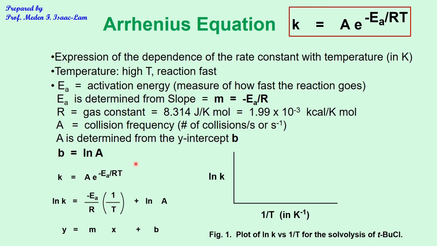In the experiment, you will have 3 lines. Therefore, you will have 3 equations of a line because you will have 3 solvent polarities, 60%, 70%, and 80%. Therefore, you will have 3 values of EA and 3 values of A in the experiment.